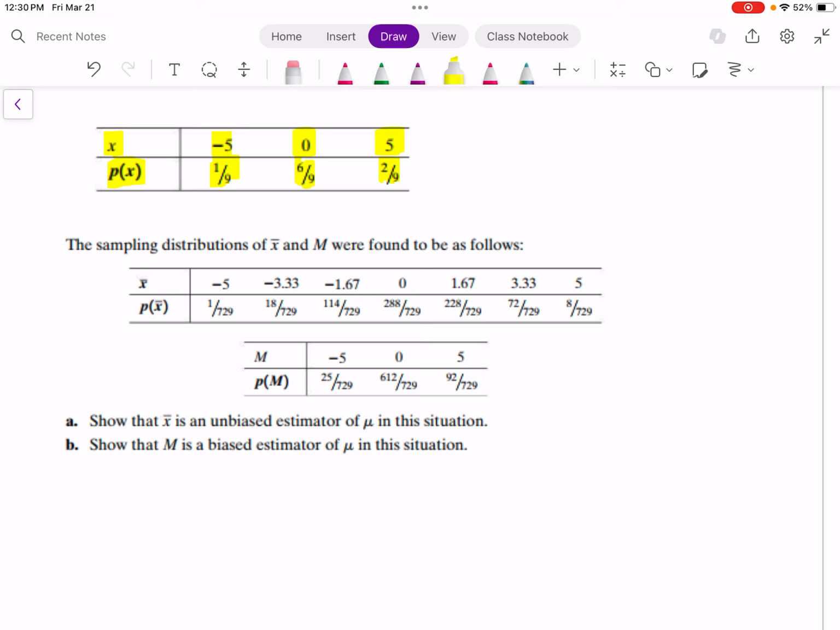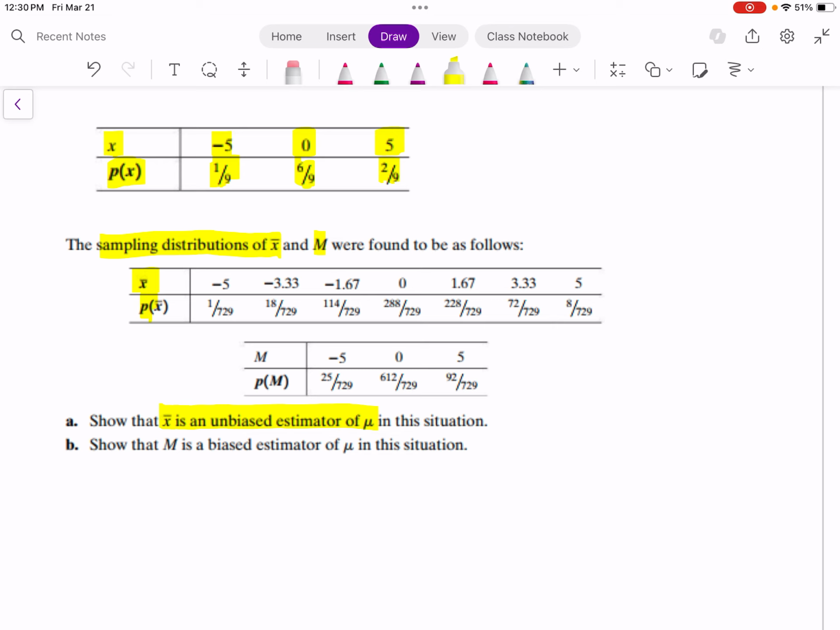The second table is the sampling distribution of x bar, and the third table is the sampling distribution of the median M. Now the first question here is, we need to show x bar is an unbiased estimator of mu.